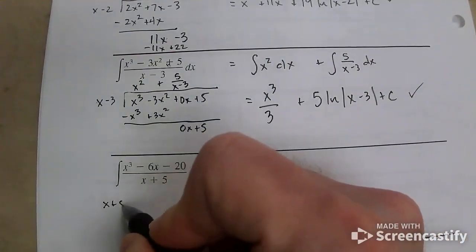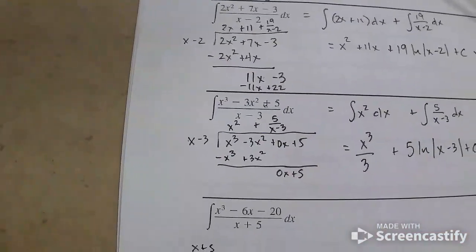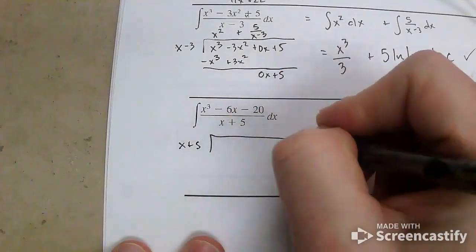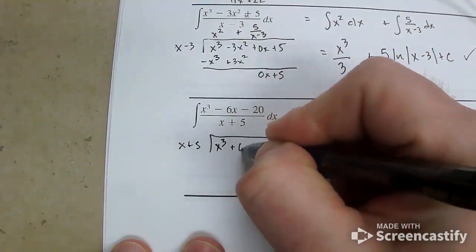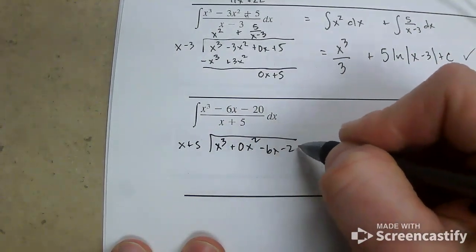We got the x plus 5 here. Let me move this real quick. Hold on, give me a little more space. There we go. So we got the x plus 5 there, and we got x cubed plus 0x squared. We're missing that term right there. Minus 6x minus 20.